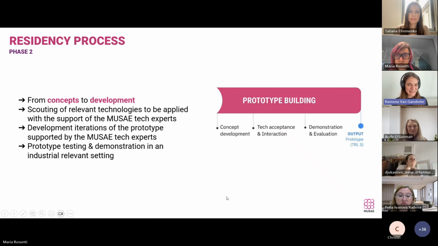So after concept building, we need to start working in a more hands-on approach, which is the prototyping phase. And this can be both, again, physical and digital.